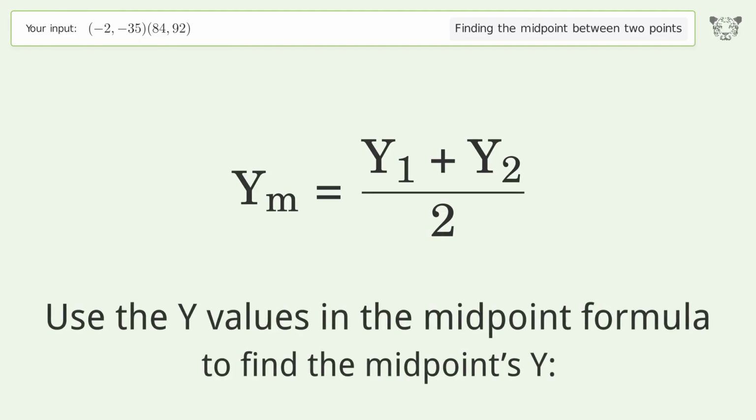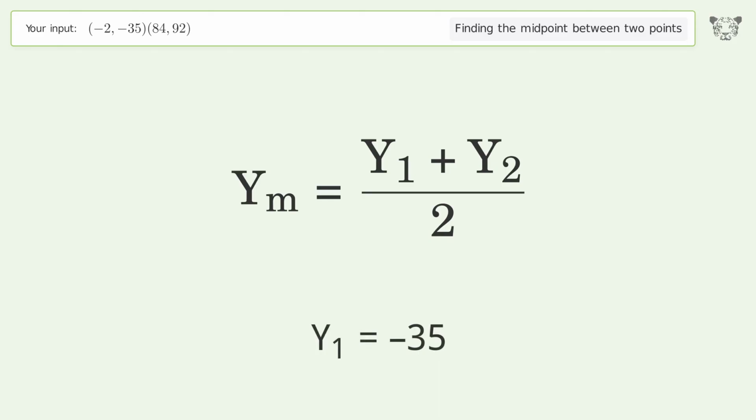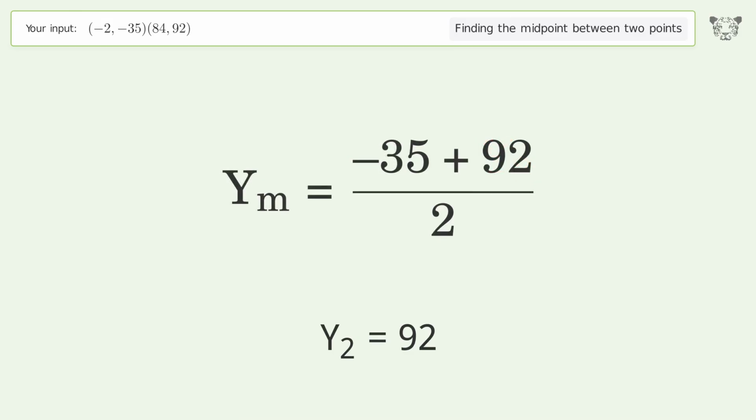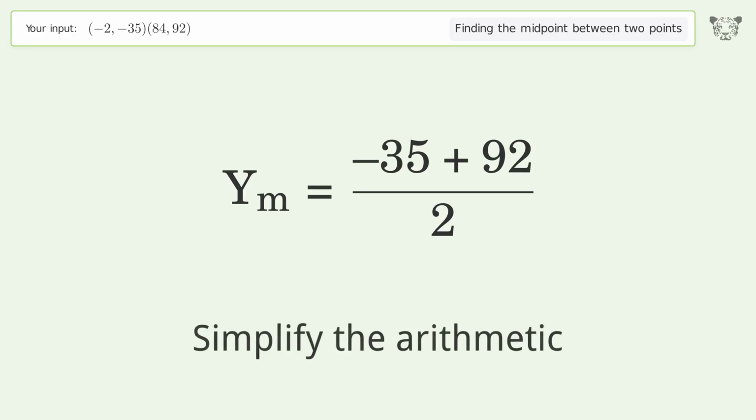Use the y values in the midpoint formula to find the midpoint's y. y1 equals -35. y2 equals 92. Simplify the arithmetic.